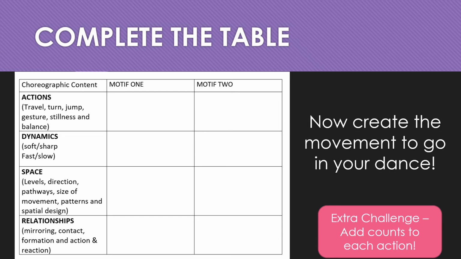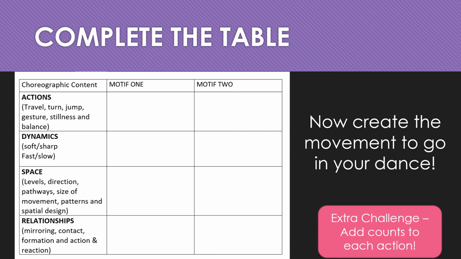Okay, so you've completed the whole of the first side of the table. This is the second side of the table, so we actually need to create some movement now to go into your dance. Now, we're going to create two different motifs. Remember that a motif is a short phrase of movement. So it's roughly going to be about 3 or 4 movements long. And there are categories, of course, so describing the action, the dynamics, the space, and the relationships.